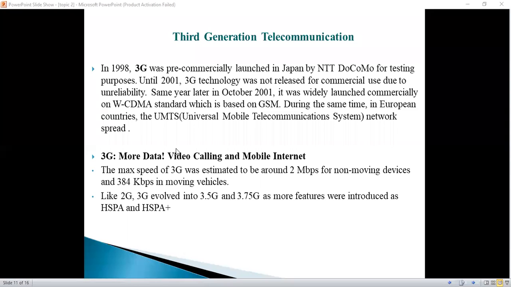So we were talking about 3G, right? We have understood what is WCDMA, multiple access technique. I have made you understand what it is.